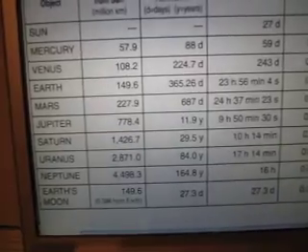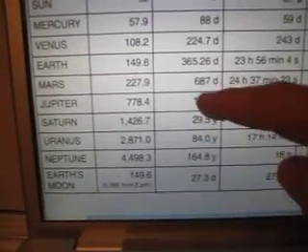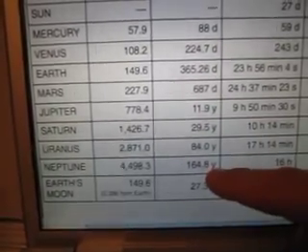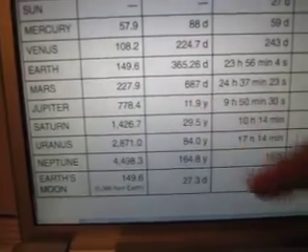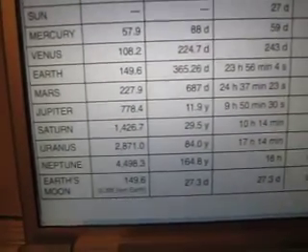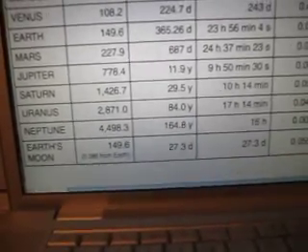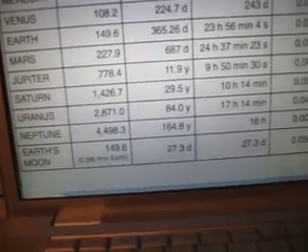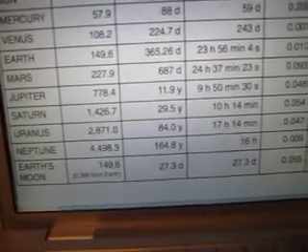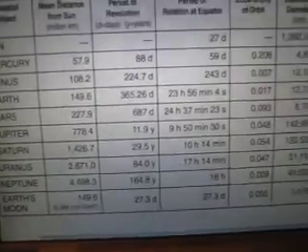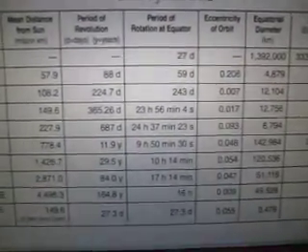And then when we get to the Jovian planets, you see now that they're in years. Okay, so it takes 11.9 Earth years for Jupiter to go once around the sun. Neptune, it takes 164.8 Earth years for it to go around. You know, a year as we know it on Earth. Okay, so let me see here. Next, period of rotation at equator.